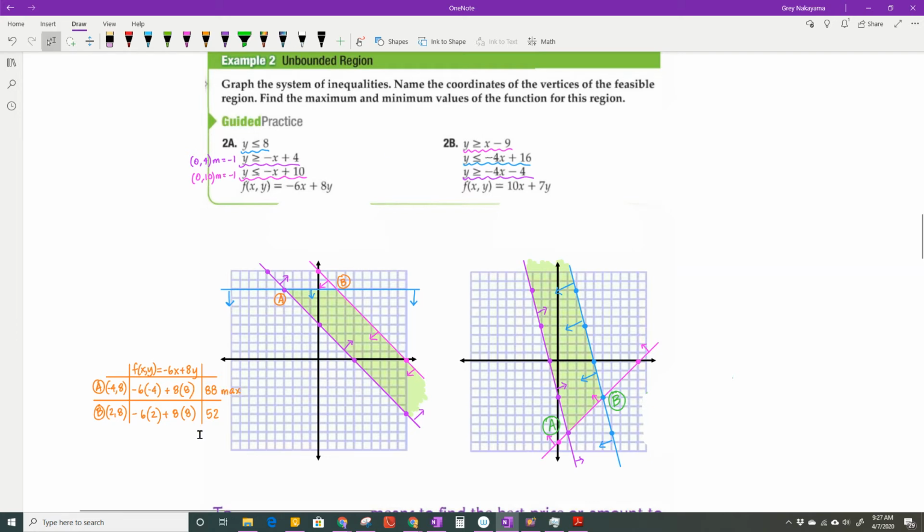52 is not a min, y'all. Why is it not a min? Because this is an unbounded region, so there is no true minimum. It goes on forever and ever. So your answer would be maximum at -4, 8 is equal to 88, and there is no minimum.